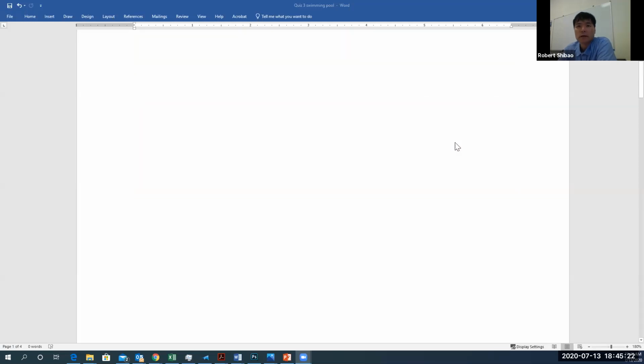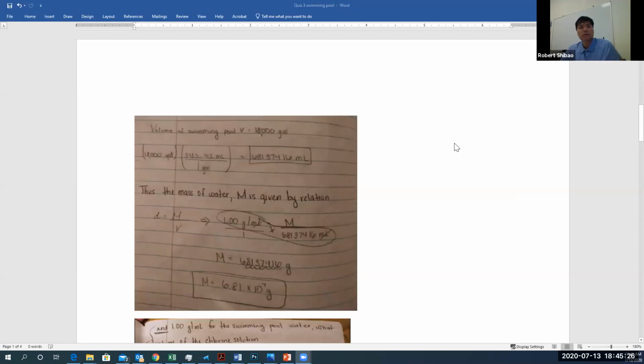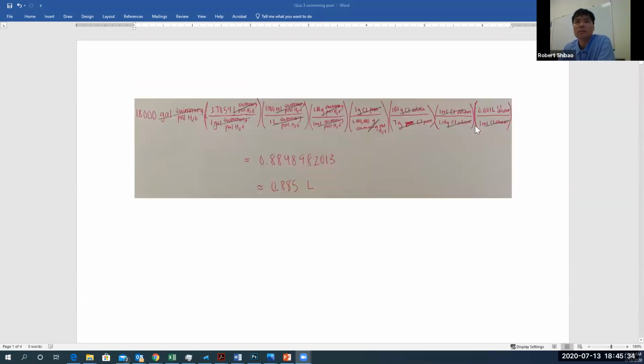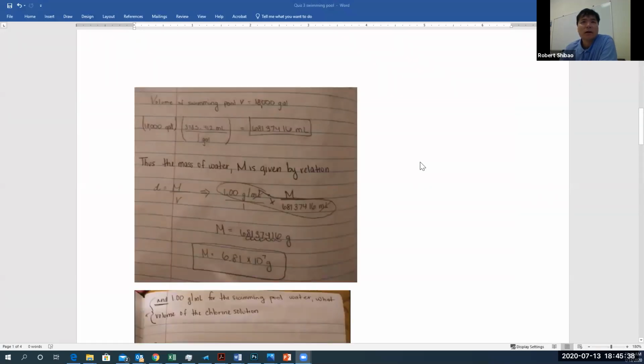Let's take a look at this one here. This is an alternative way of solving this. Rather than stringing it all together in one step, like this, they broke it down into multiple steps. So here, let's take a look at this. Here they did this.